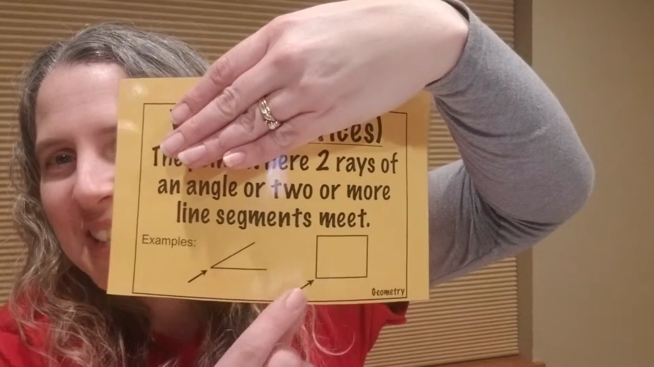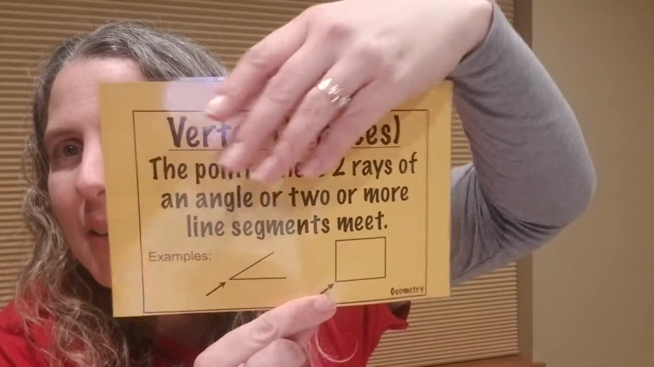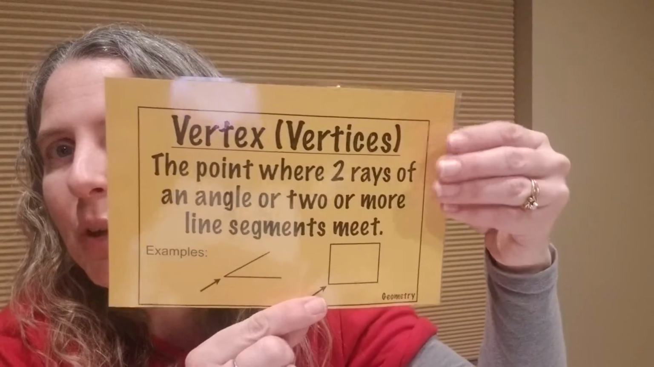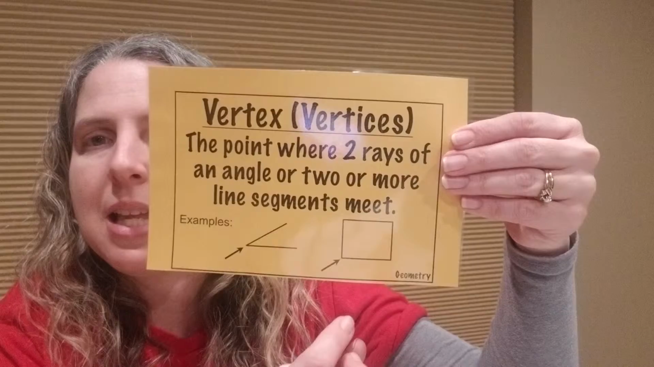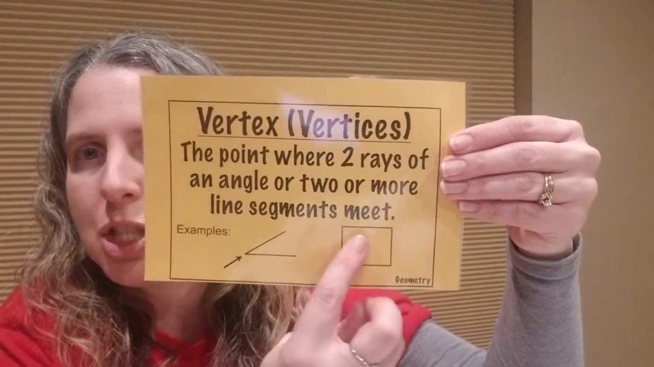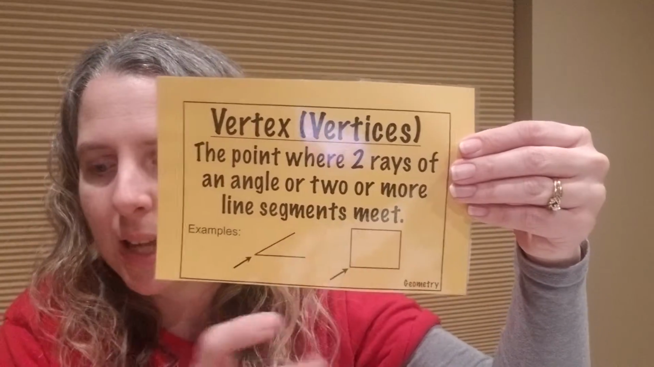All right, this is the point where 2 rays of an angle or 2 or more line segments meet. So it'd be right here where it meets. I guess I could show you there instead of on my fingers, huh? I told you we call these corners a lot of times, especially on shapes. It's the vertex. If there's more than one, we call it vertices. So when we get to shapes, you might see questions that say, how many vertices does this shape have? Well, 1, 2, 3, 4. Where do they meet together?